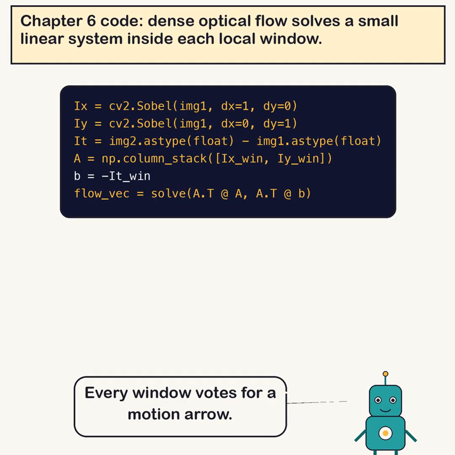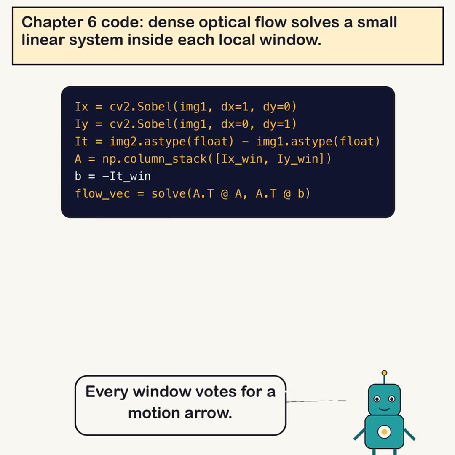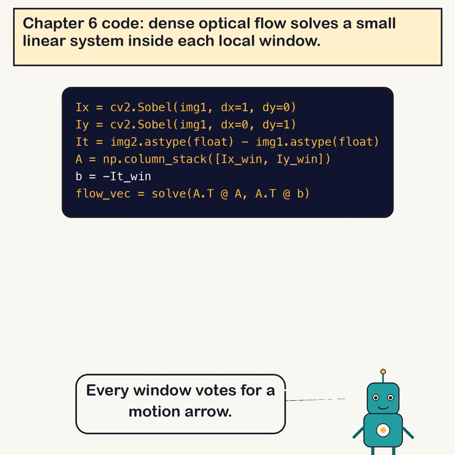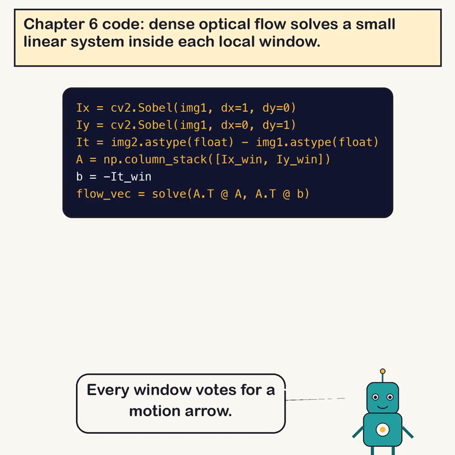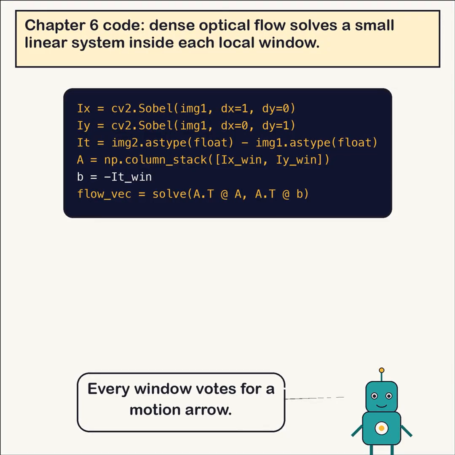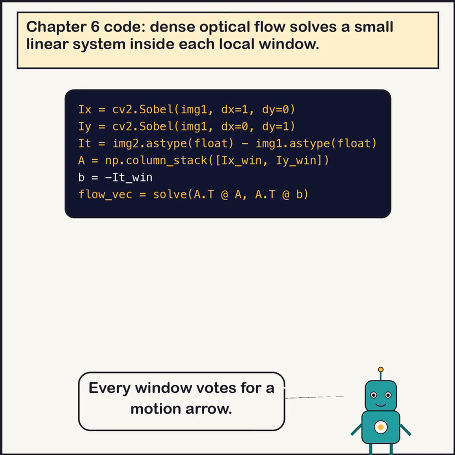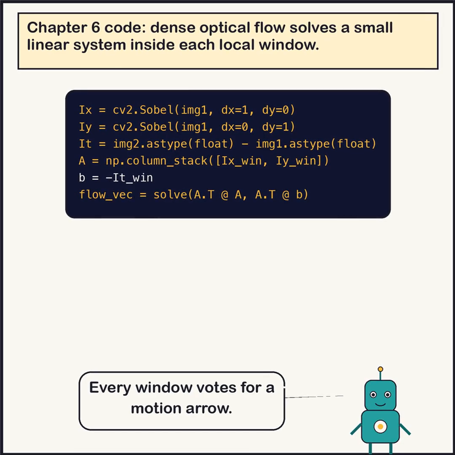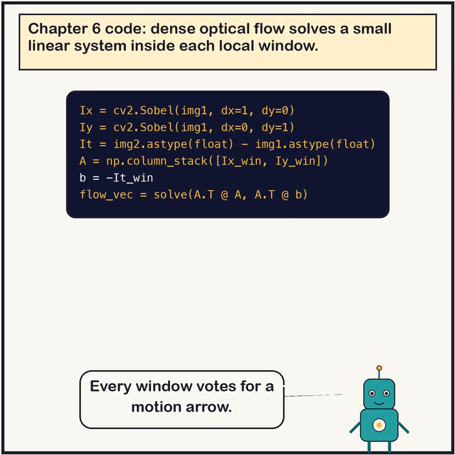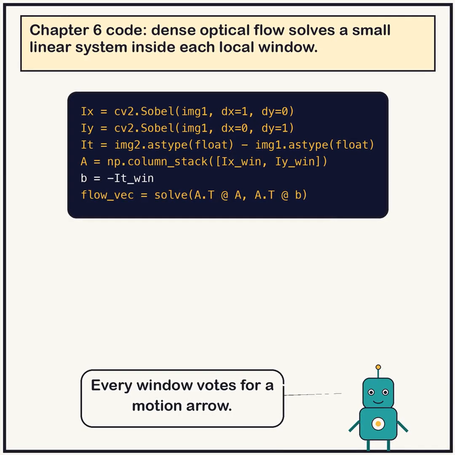Sobel gradients measure spatial slopes. It measures time change. A transpose A accumulates the window's evidence. Solving the normal equation chooses the motion vector that best explains all pixels together. It is best for small, coherent motions, and it teaches the core idea behind modern video consistency. Real-world analogy: The optical flow linear system is like polling a local crowd of pixels so their combined vote estimates one arrow of motion. Every window votes for a motion arrow.